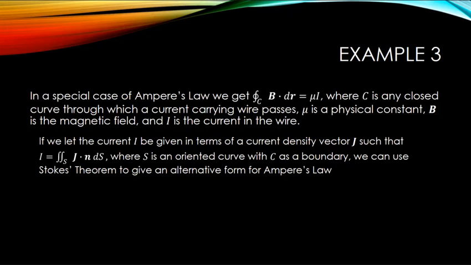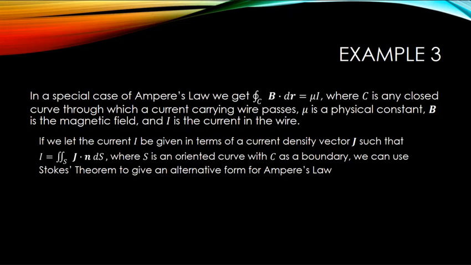I want to work another example where I'm going to do a little bit more with applying Stokes' theorem. In a special case of Ampere's law, we get the closed integral over C of B dot dr is equal to mu I, where C is any closed curve through which a current carrying wire passes. Mu is a physical constant, and B is the magnetic field, and I is the current in the wire.